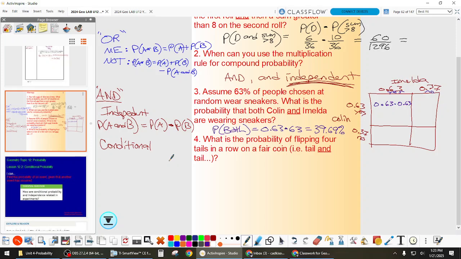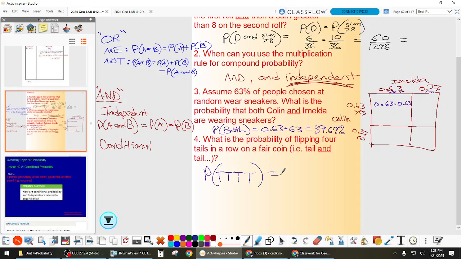Alright. What is the probability of flipping 4 tails in a row on a fair coin? Should we do that? Is this and or or? This is and, right? Usually we represent it like this. You saw that in your packet on Friday.